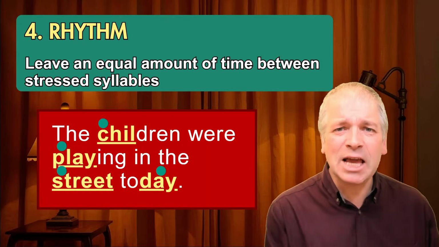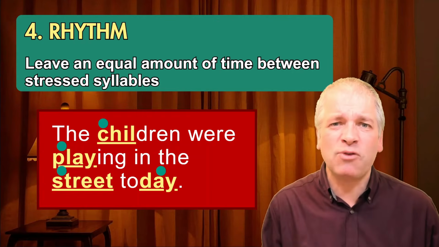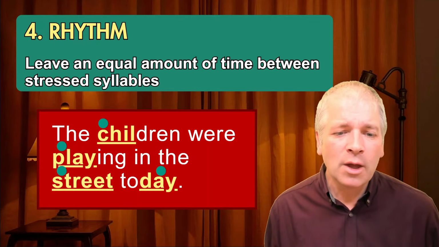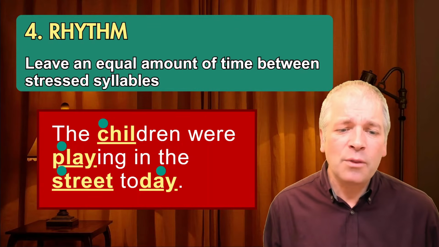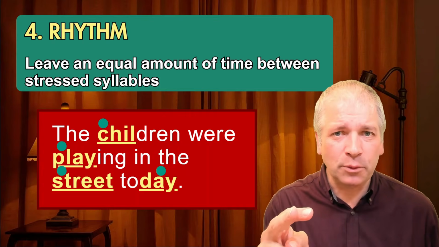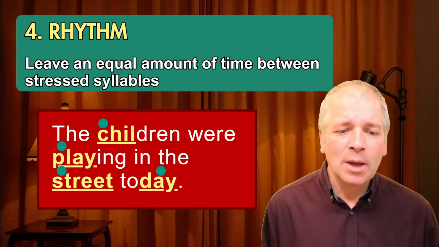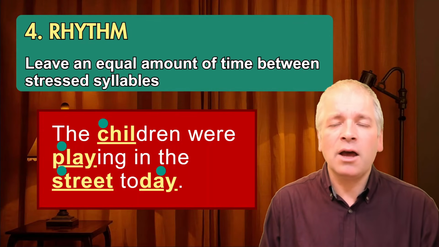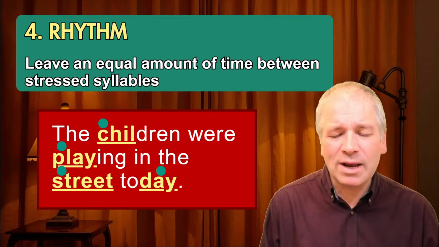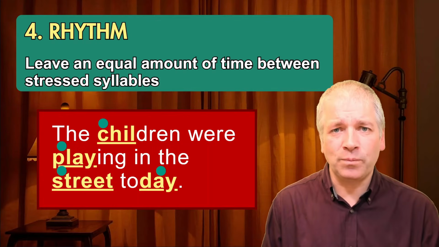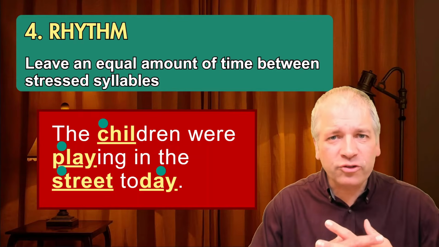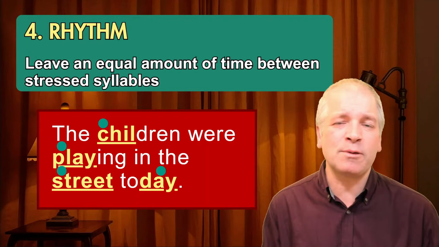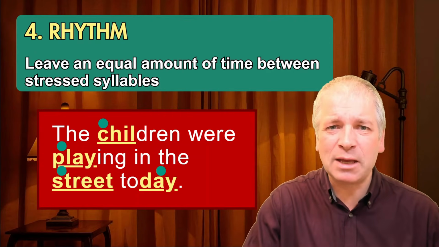Notice that there is an equal amount of time between these stressed syllables, and it didn't matter how many sounds got between them. Between children and playing, there were two unstressed syllables, ren and were. Between playing and street, there were three unstressed syllables, ing, in, the. And between street and day, just one, too. Those syllables get squashed together so that we can keep our rhythm in English. And as much as is possible, that's what native English speakers do.